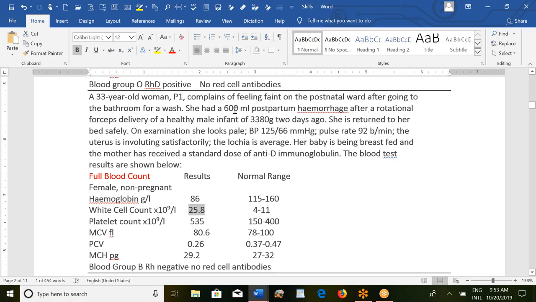And she was feeling dizzy, feeling faint, going to the bathroom. So it can be postural hypotension also. So these are the abnormalities. First we have to start with the simple measures. Send for further investigations. Take her temperature first of all.